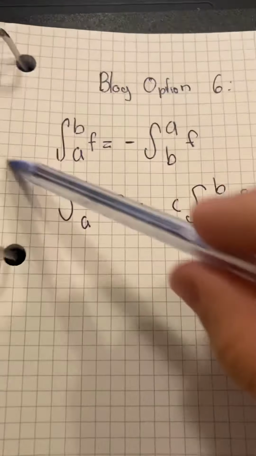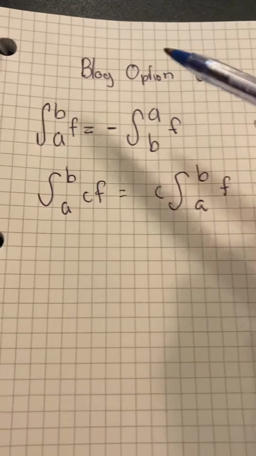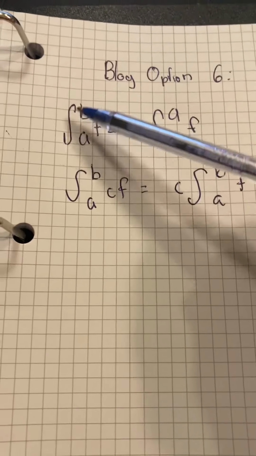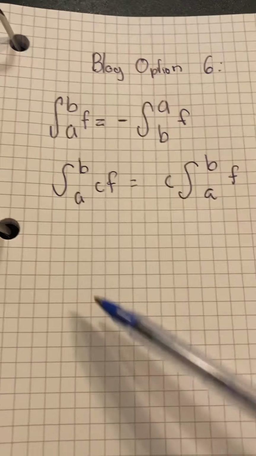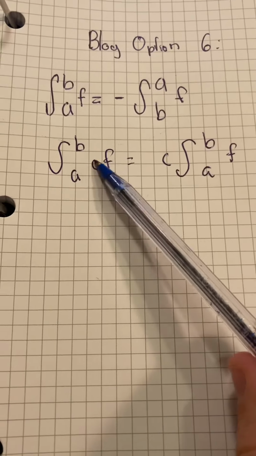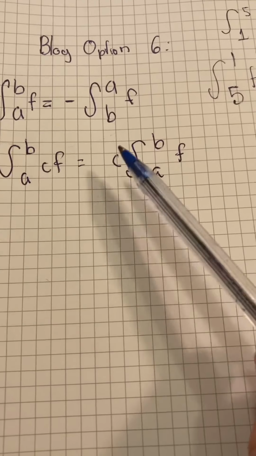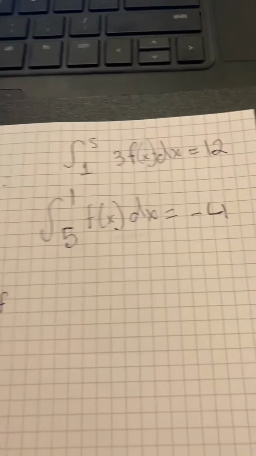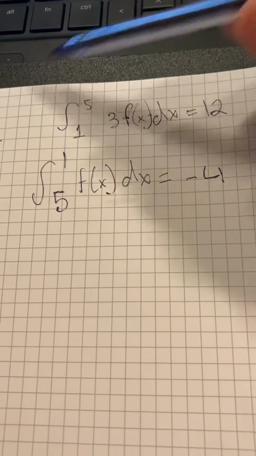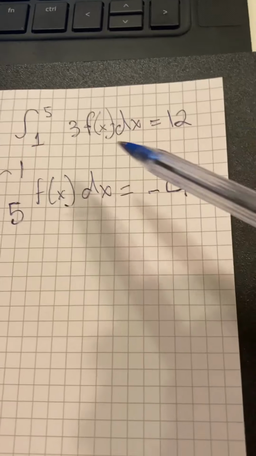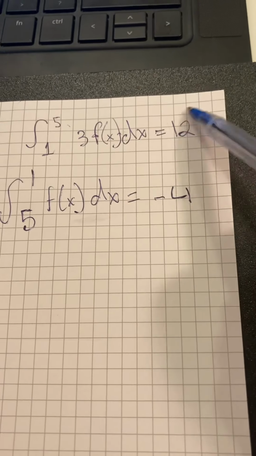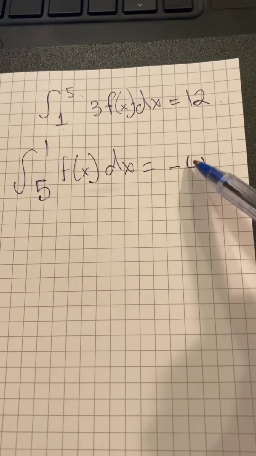Right, so the 2 rules I used to solve this equation were these. So basically when you flip b and a, you just put a negative sign before, and when you multiply f by c, you just leave the c right here. Right, so here we have our first equation. We have a positive 12, and here we have a -4.